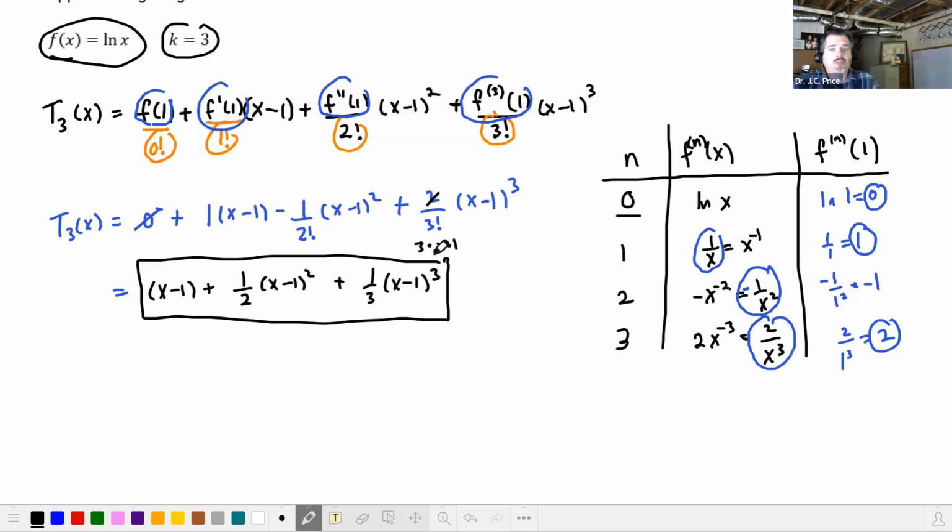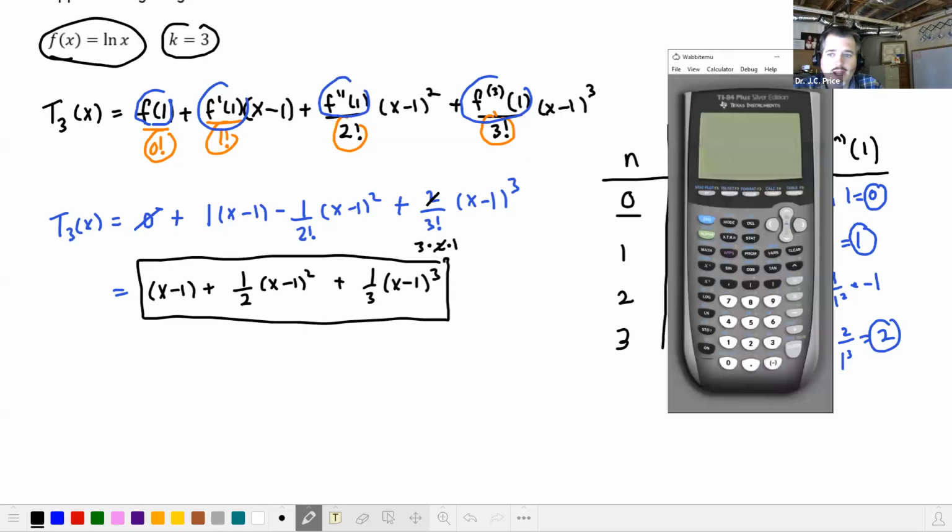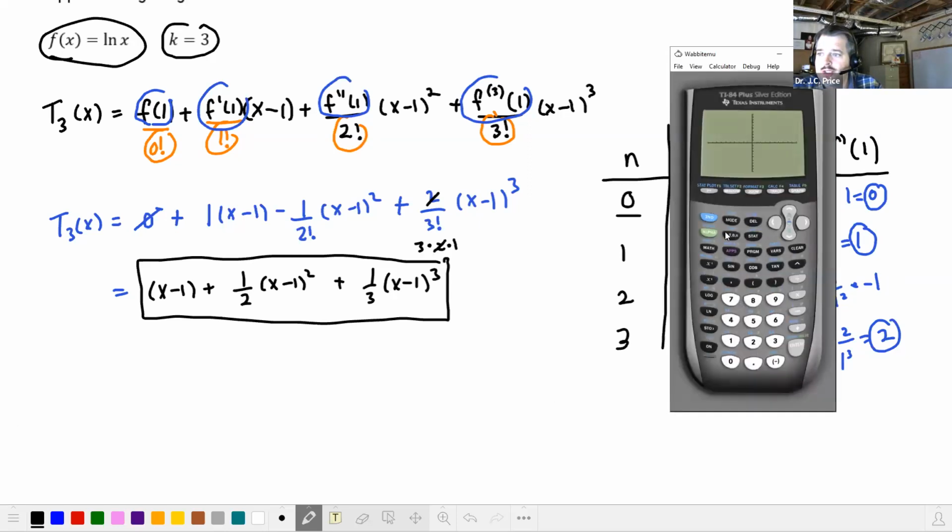And just for fun, so you guys can see what this actually does, let's graph the function ln of x and then this third degree Taylor polynomial to see what we get.